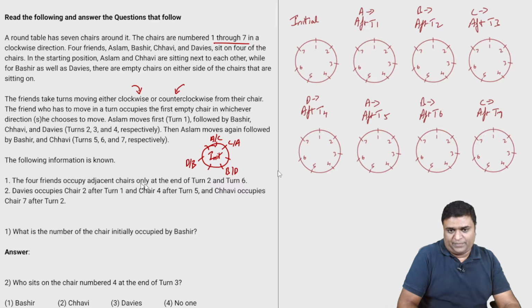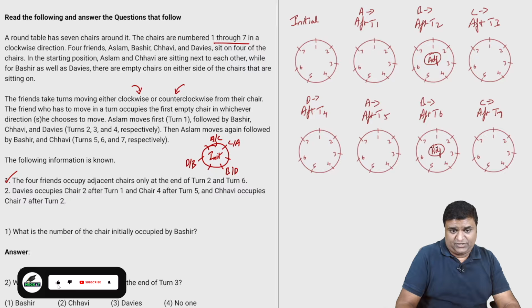The 4 friends occupy adjacent chairs only at the end of turn 2 and turn 6. Now turn 2, let me write it this way: adjacent. I am going to put a circle there. And turn 6, adjacent. Only over here, they are in adjacent chairs. That means 4 consecutive chairs, no gap between them. Okay. First clue, I think we are done with. Let's move to the second clue.